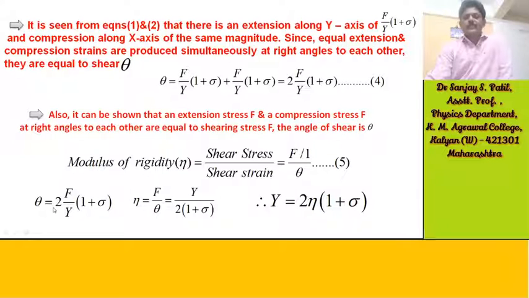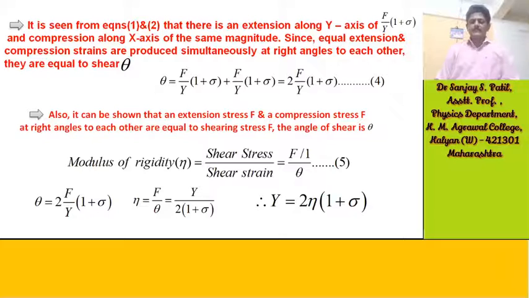Theta is equal to 2 into F divided by Y into bracket 1 plus sigma, and eta is equal to F divided by theta, which is equal to capital Y divided by 2 into bracket 1 plus sigma. So from this, rearranging the terms, capital Y is equal to 2 eta into bracket 1 plus sigma.